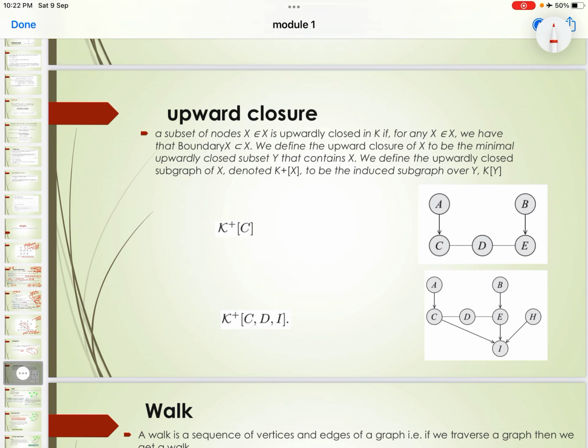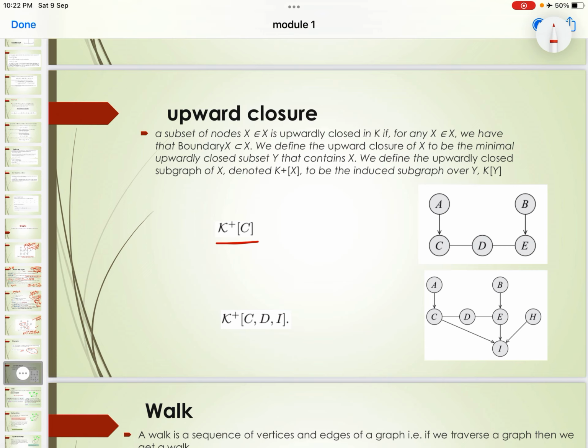Upward closure. A subset of nodes X belonging to X is upwardly closed in K if for all X belonging to X we have that boundary X is a subset of X. We define the upward closure of X to be the minimal upward closed subset Y that contains X. We define the upward closed subgraph of X, denoted X plus K, to be the induced subgraph of Y comma K Y. Now what do you mean by this?